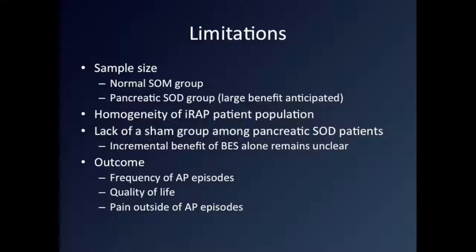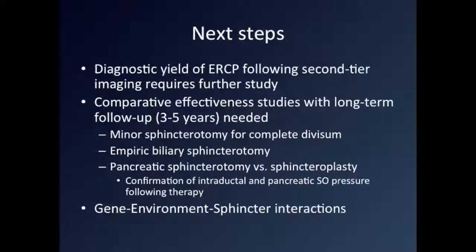We still need to look at other important outcome measures that I started this talk with, which is the impact on the frequency of episodes, quality of life and pain outside of acute pancreatitis episodes. These things really require a blinded allocation to different treatment groups because many of them are highly subjective, and so this needs to be done in a new study going forward.